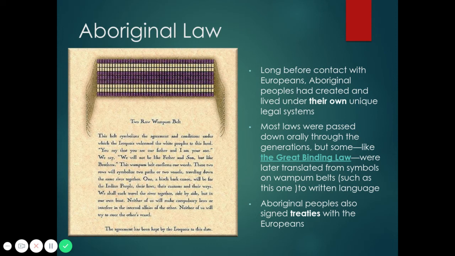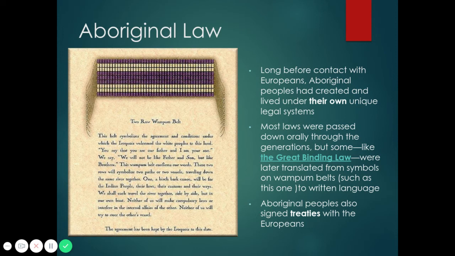One, a birch bark canoe, will be for the Indian people, their laws, their customs, and their way. We shall each travel the river together, side by side, but in our own boat. Neither of us will make compulsory laws or interfere in the internal affairs of the other. Neither of us will try to steer the other's vessel.